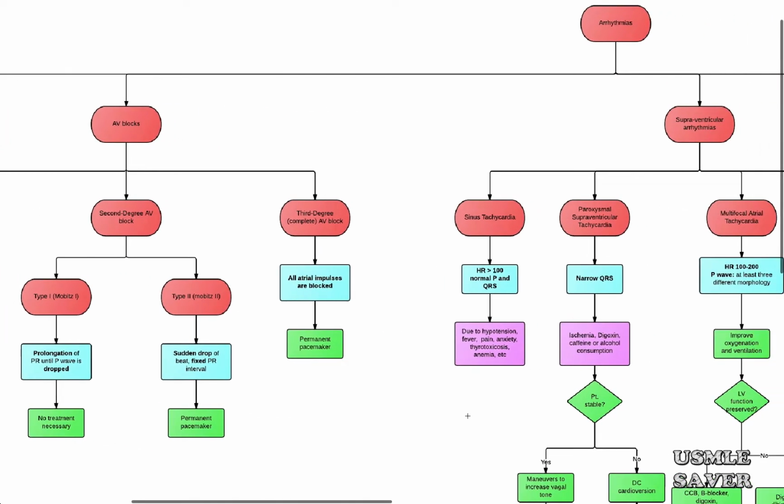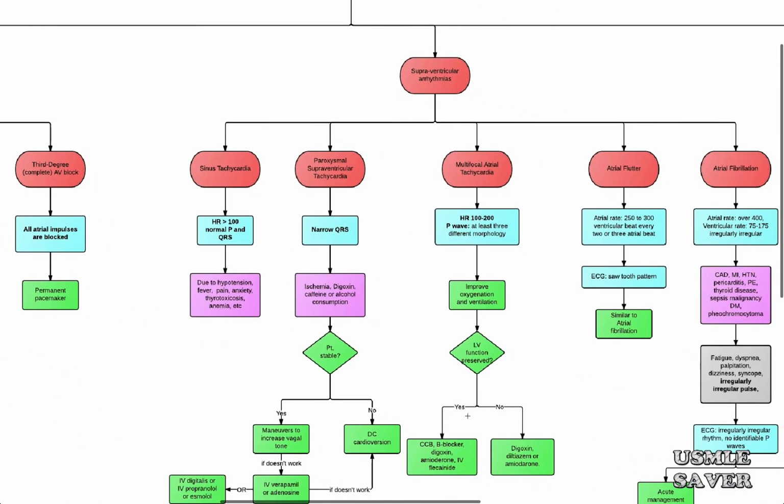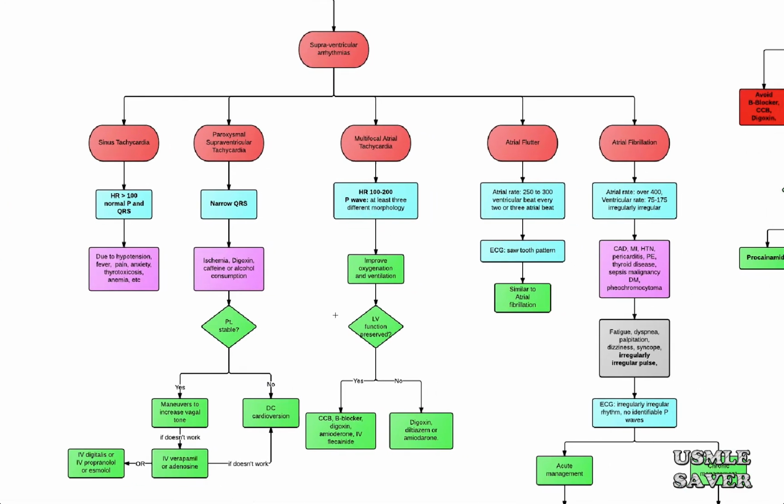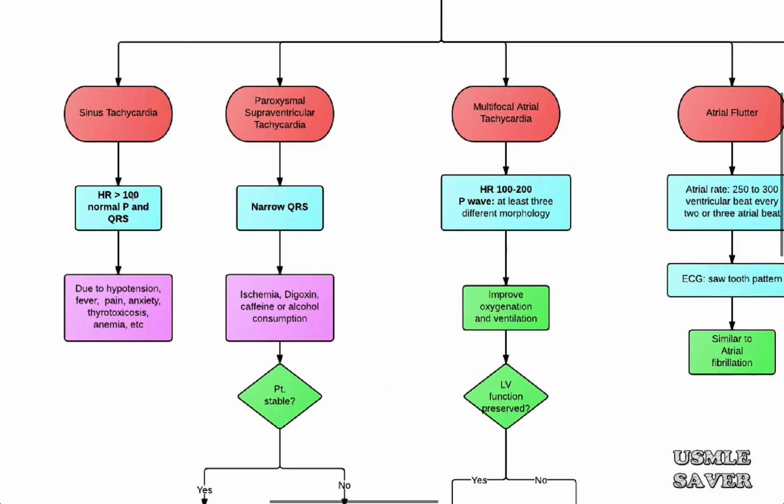All right, now let's move on to supraventricular arrhythmias. I'm going to go over five main types of supraventricular arrhythmias. First one is sinus tachycardia, which means on EKG, you can see normal P wave and QRS complex, and your heart rate is over 100. For now, just remember that sinus tachycardia has normal P wave.